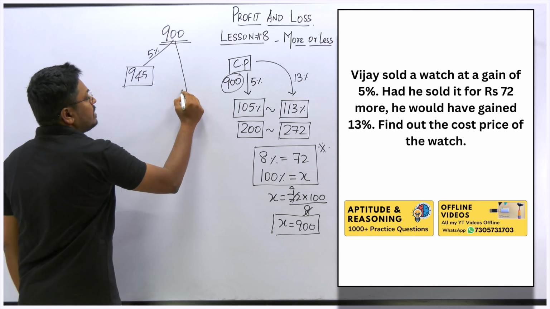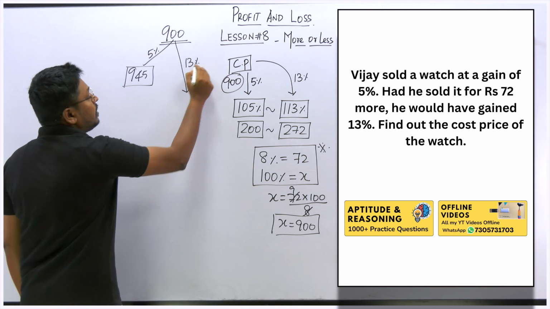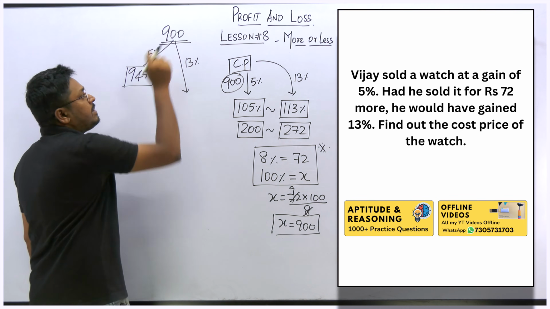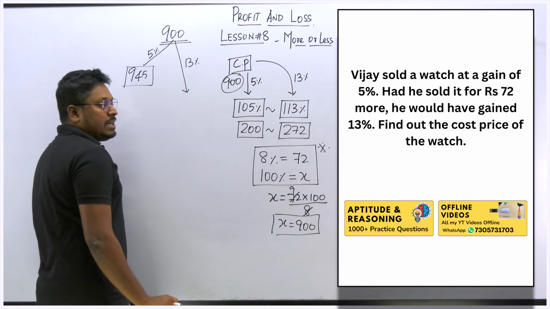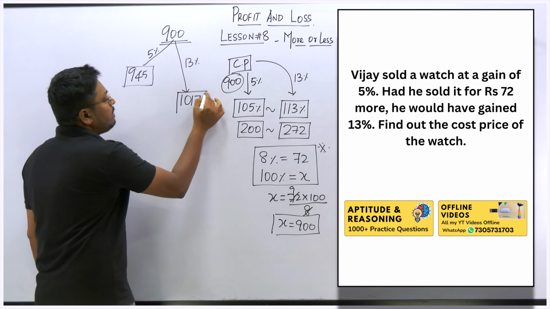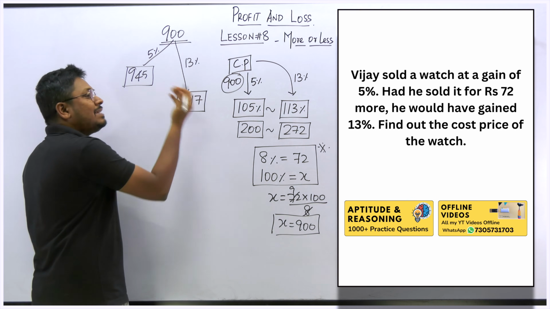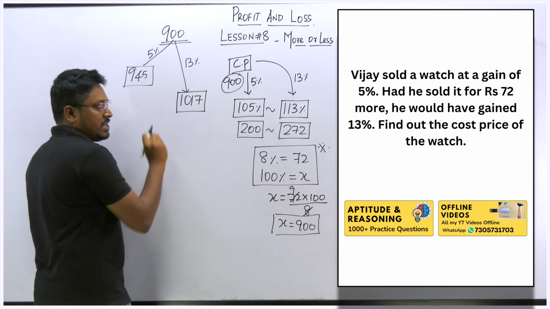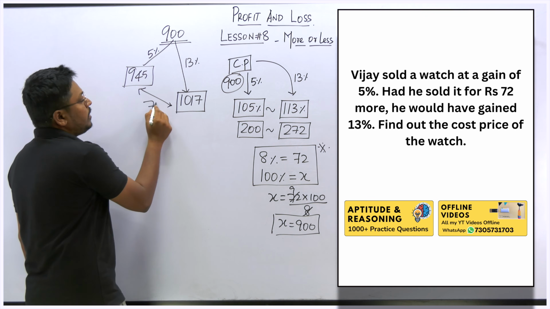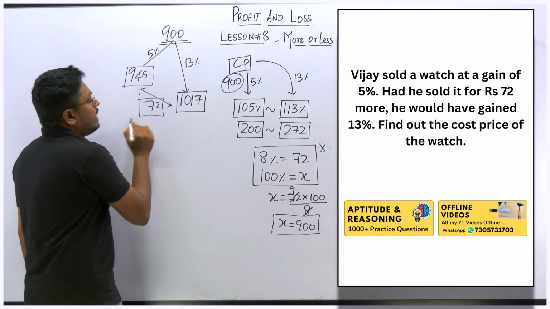So the same watch in the second data, if he sells it for 13% profit, so what about 13%? 10% will be 90, 3% will be 27, so 1017. So this will be the selling price of the same watch with the second data, if it is 13% profit. So now what is the difference here? It is 72 rupees. So we are getting the data or not?